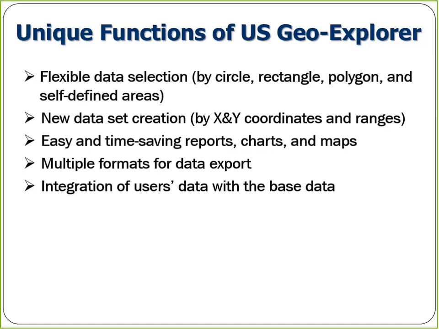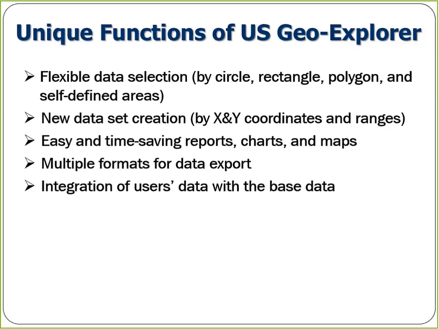So the UG provides some unique functions, and they provide flexible data snapping, so people are not only able to snap data manually, say from the list of administrative regions, they can also snap data by circle, by rectangle, by polygons, and from the map directly. Or they can even snap data by their self-defined area. That kind of data you probably will never be able to find in any official publications. You can also snap data by XY coordinates and a spatial range.